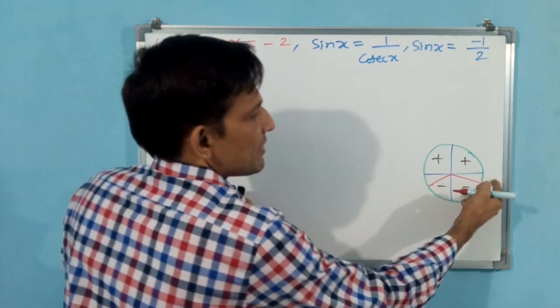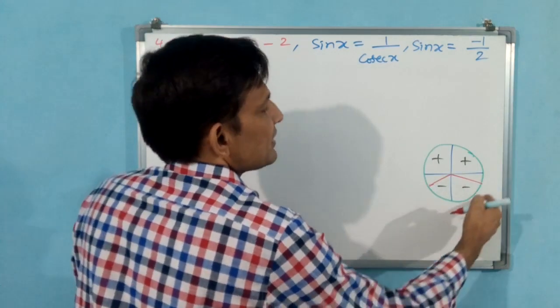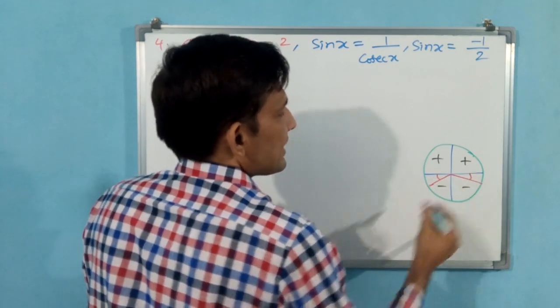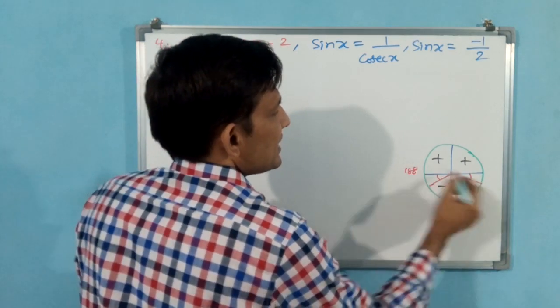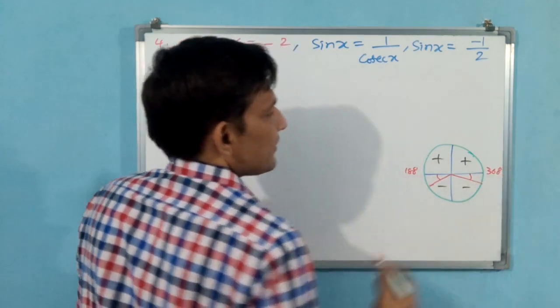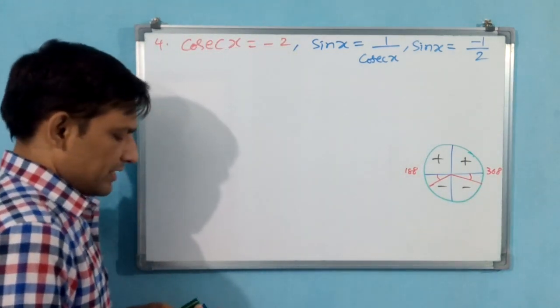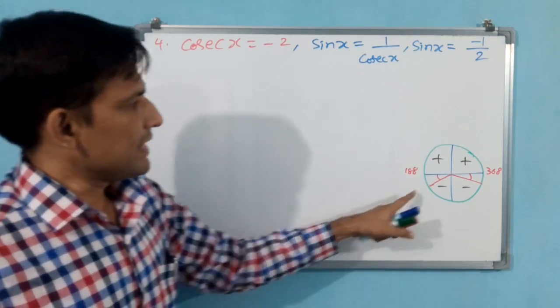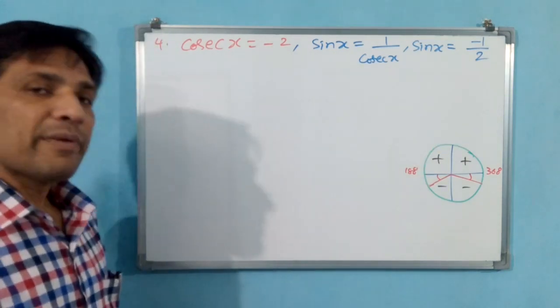First angle is this one. Why? Because in anti-clockwise rotation, first this angle will come, next this angle will come. What will be this angle? This is 180 degrees, this is 360 degrees. Now you tell me how much this angle is. In sin, where will 1 by 2 come?